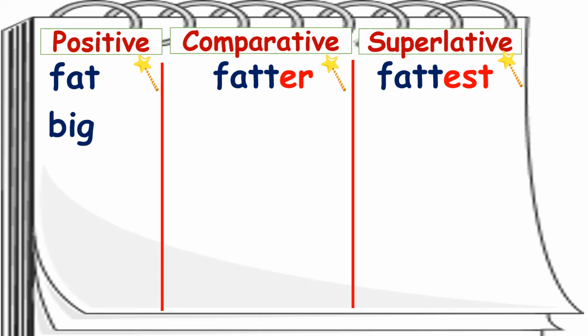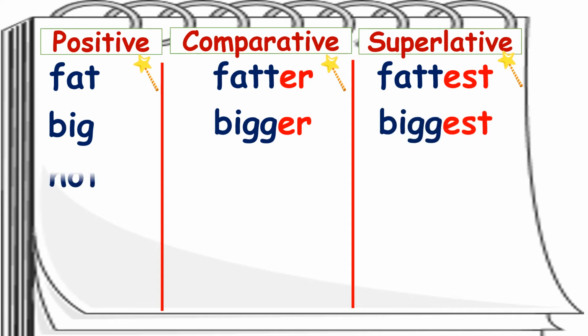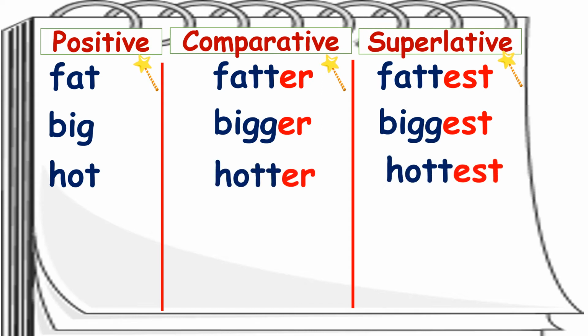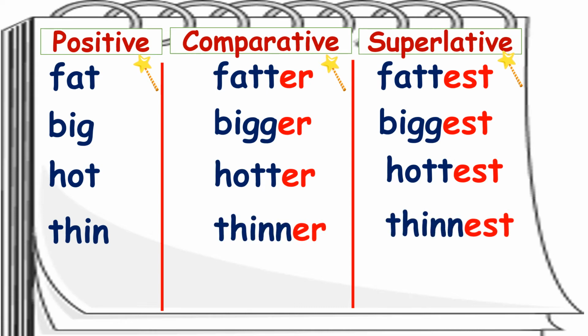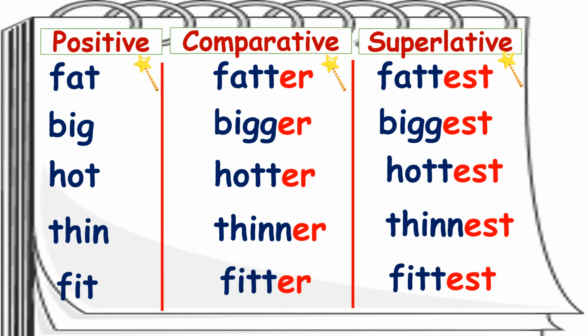Big, the I says i. It is the short vowel sound. Bigger, biggest. Hot, the O says oh. It is the short vowel sound. So we double the T. Thin, I says i. Fit, I says i. So we have fat, fatter, fattest. Big, bigger, biggest. Hot, hotter, hottest. Thin, thinner, thinnest. Fit, fitter, fittest.